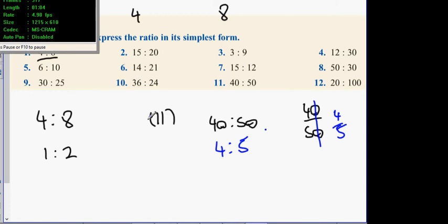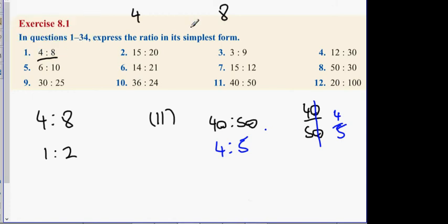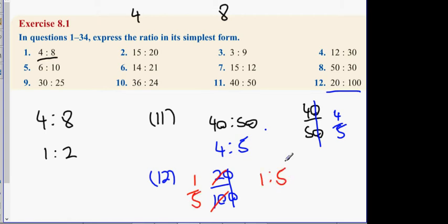Garrett? So, the way I do these is I express them as a fraction in their lowest terms. For example, number 20 would be 20 over 100. I realise that the zeros cancel. Then 2 divided by 10, 2 will divide into both of them. So we get 1 over 5, which means the answer is 1 is to 5.